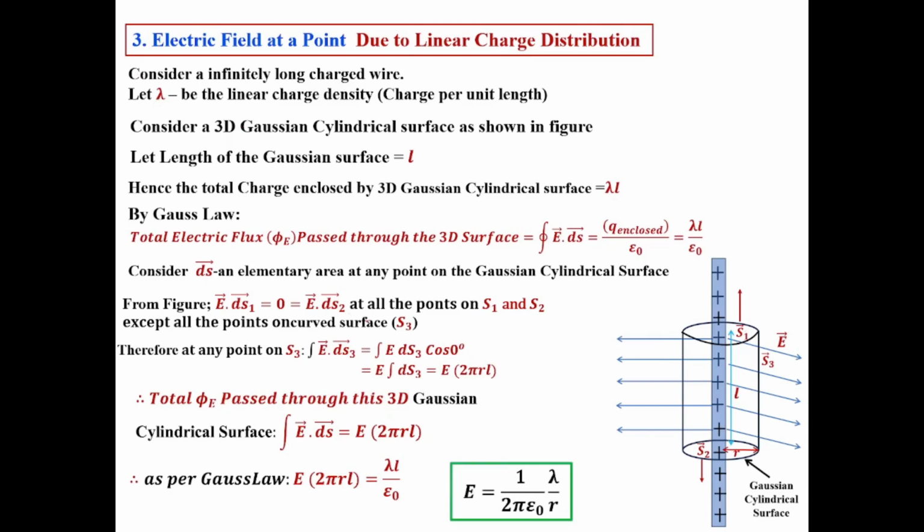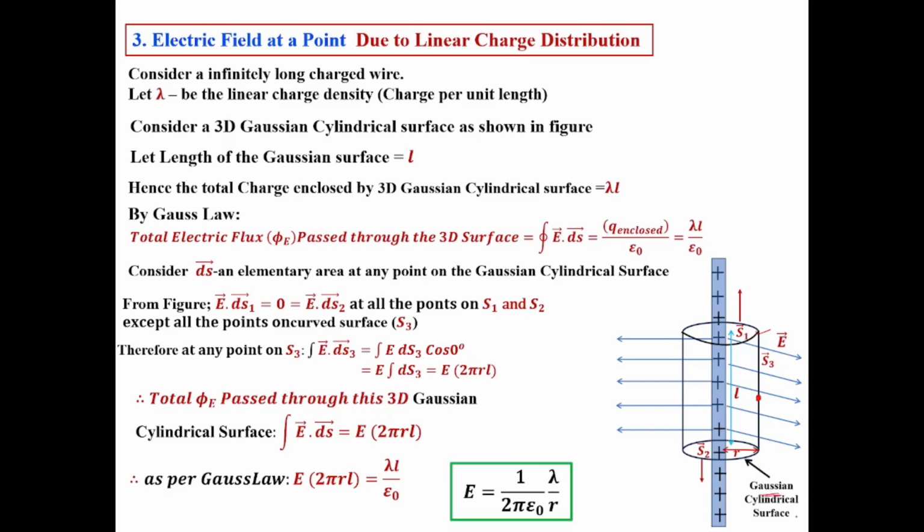Now to find the electric field intensity at any point from this linear charge distribution, suppose at a point here, P or Q, if we are going to use Gauss law, we have to consider a Gaussian surface. So this is an imaginary Gaussian surface which looks like a cylinder. To find the electric field intensity at the point here, we have to consider a Gaussian surface.